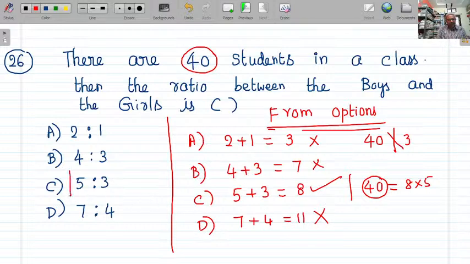There is a possibility the ratio may be 5 is to 3 or 3 is to 5 also, like that. Even 1 is to 9, 9 is to 1 also, 7 is to 3, 3 is to 7 also. Yes, C is the right option.